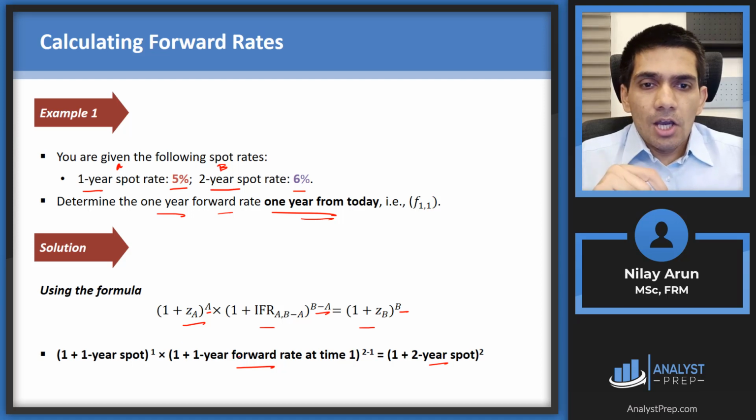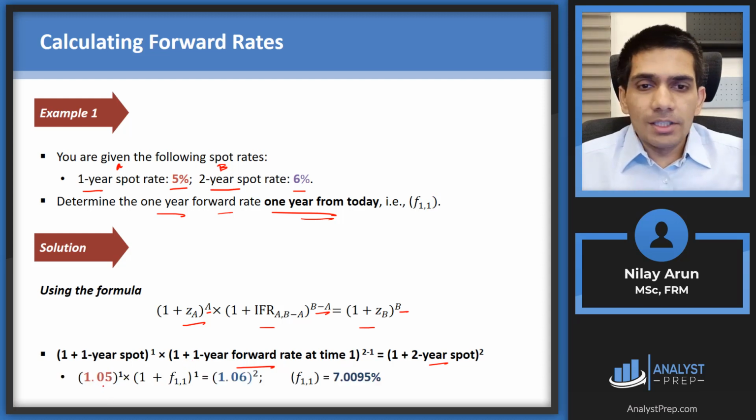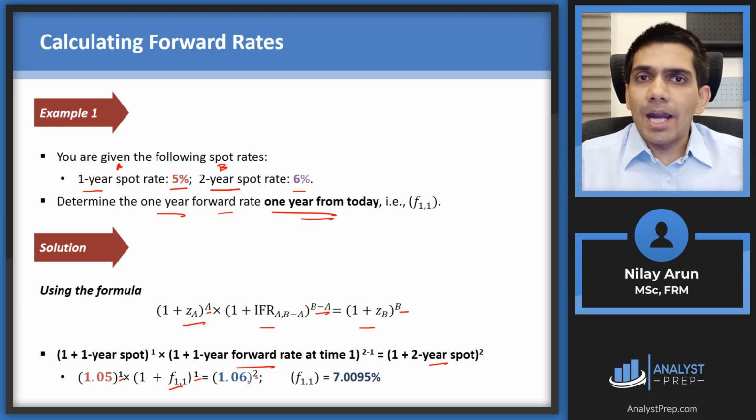So here we put all the figures that we have from the question in the formula, and this is what we get. We have 1.05 raised to the power of 1 times (1 plus f), where f is the unknown rate, which should be equal to 1.06 squared. We simply input all the figures. Now the point which I was mentioning, to double check, just add up the powers on both the sides. You have 1 here and you have 1 here. You add that up, you get 2. On the right hand side, you also have 2. So this is always going to be true in case of calculation of forward rates using spot rates. On the left hand side as well as the right hand side, add up the powers just as a quick check to make sure that you're doing it correctly.